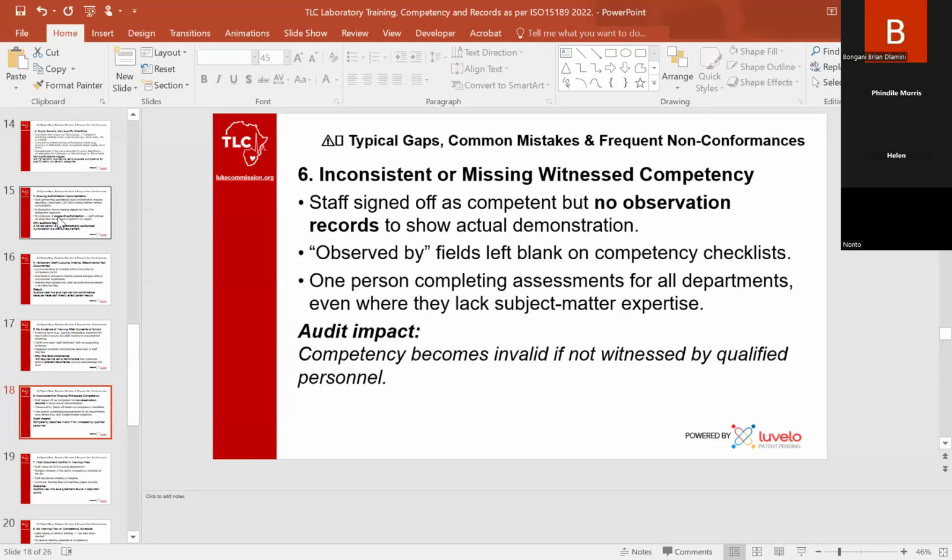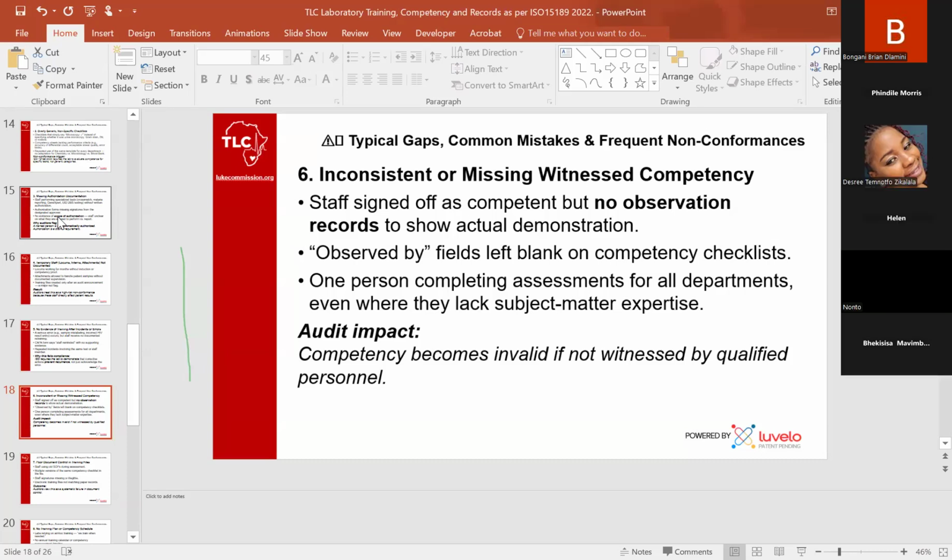Every staff member must be responsible for their own competency. They must be responsible for the evidence and for getting the signatures and to make sure that they are ready. Observed-by fields left blank on competency checklists. One person completing assessments for all departments, even where they lack subject matter expertise. These are all non-conformances that have come up and that have been compiled.